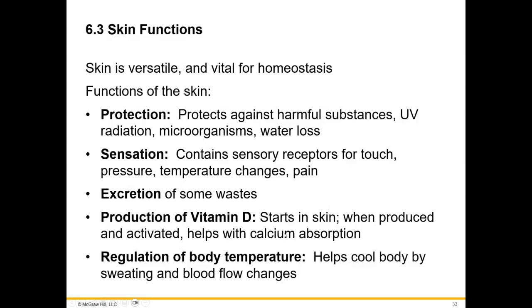We also have production of vitamin D in the skin. This starts in the skin, and when it's produced and activated, it helps with calcium absorption. So that's one of the main reasons you need vitamin D, for calcium absorption.